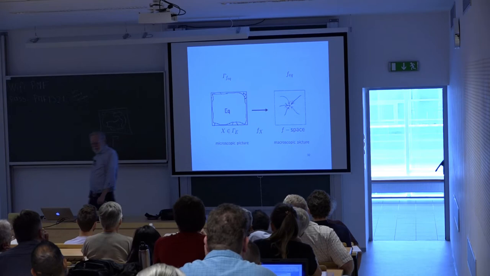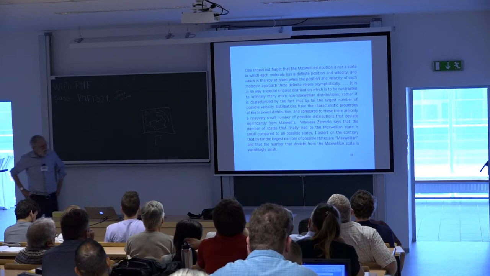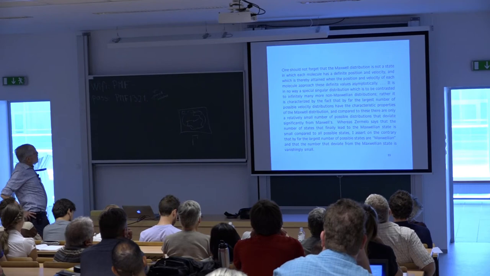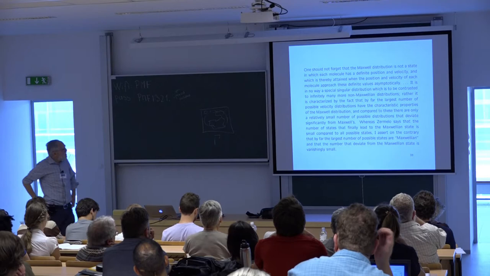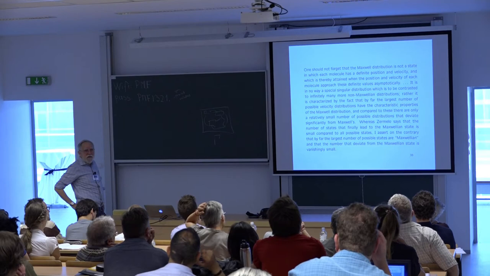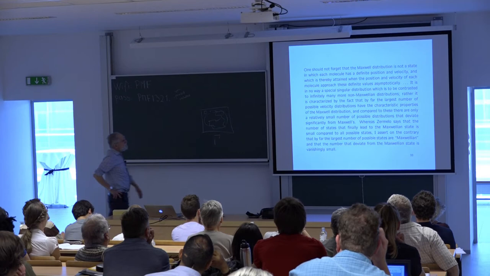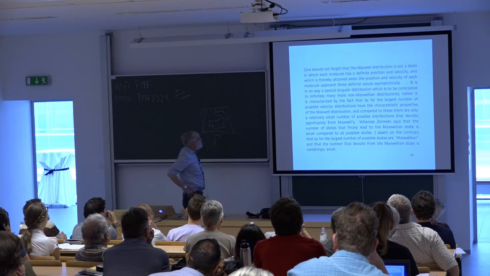Here's Boltzmann summarizing the situation. One should not forget that the Maxwell distribution is not a state in which each molecule has a definite position and velocity, and which is thereby attained when the position and velocity of each molecule approach these definite values asymptotically. The Maxwell distribution doesn't correspond to a particular phase point to which you converge. It is in no way a special singular distribution, which is to be contrasted to infinitely many more non-Maxwellian distributions.